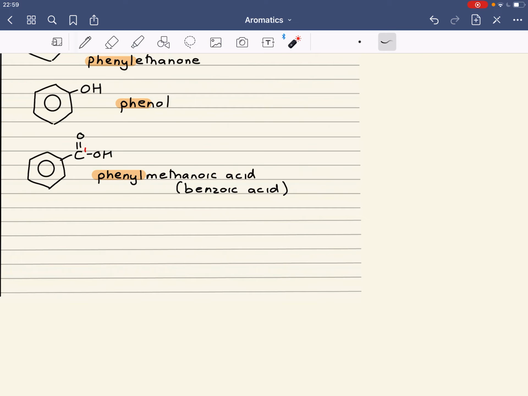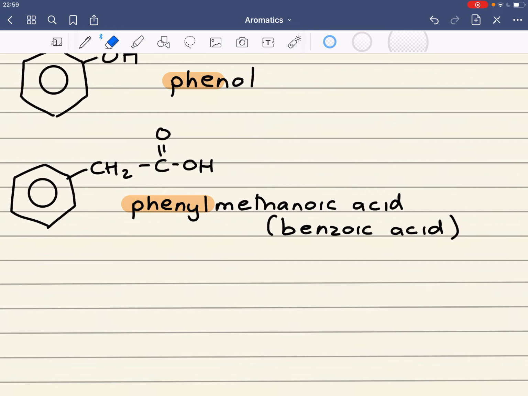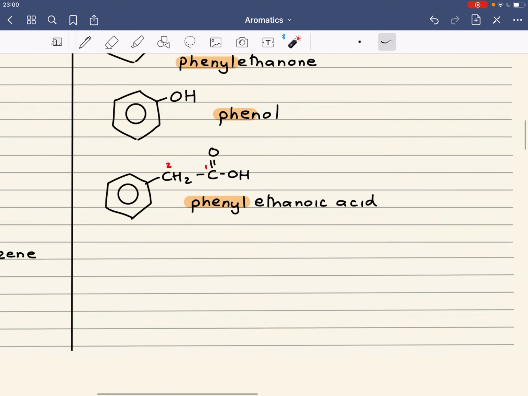Interestingly, if we replaced this with a CH2, then if you were to name this, that would be called phenylethanoic acid. So that molecule is phenyl, 1, 2, that's my eth, and my phenyl group's attached to ethanoic acid. That's phenylethanoic acid.